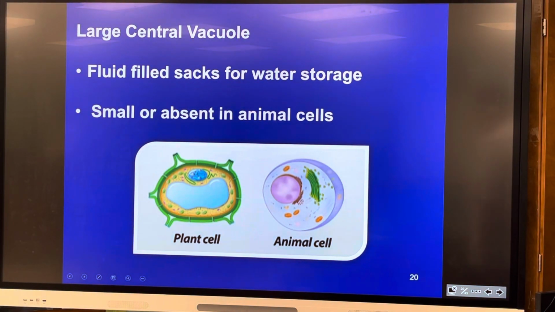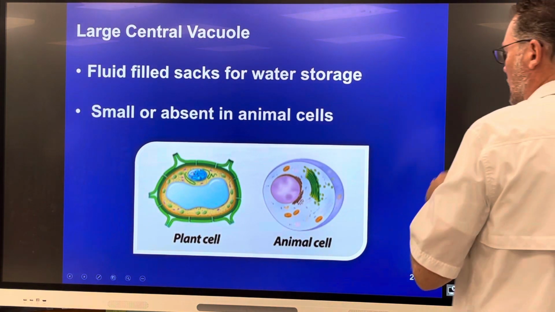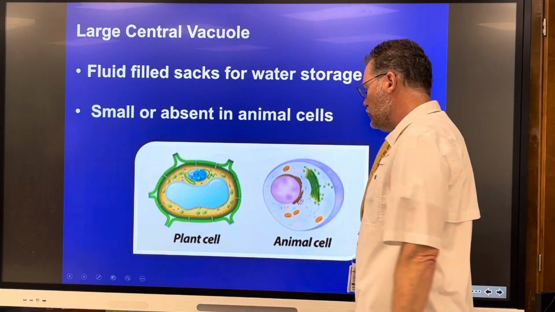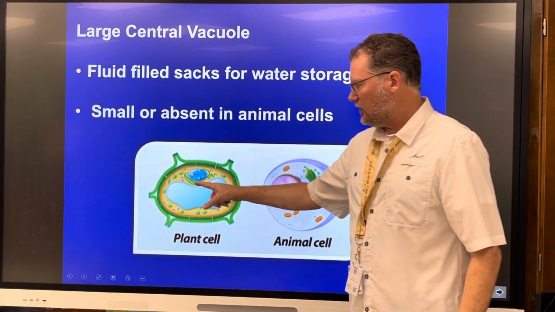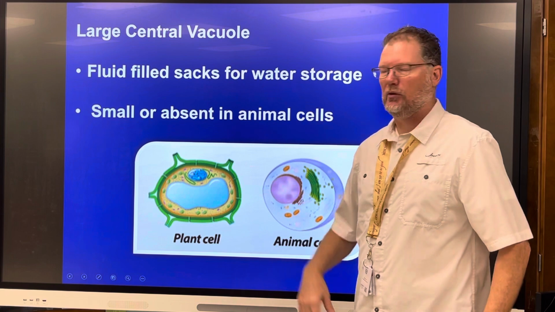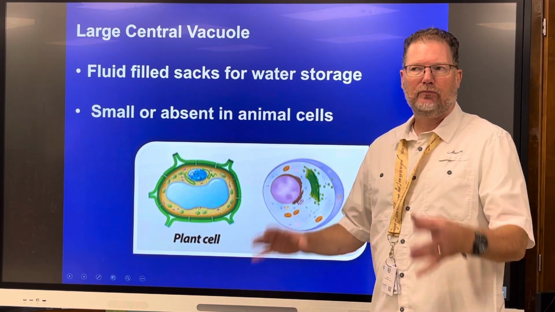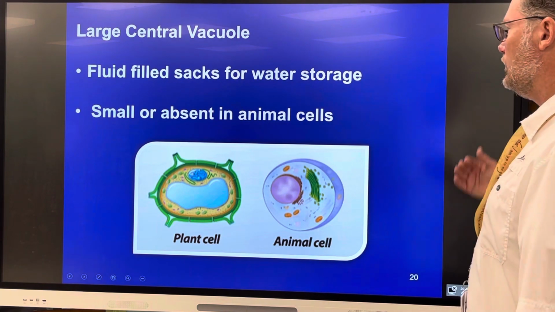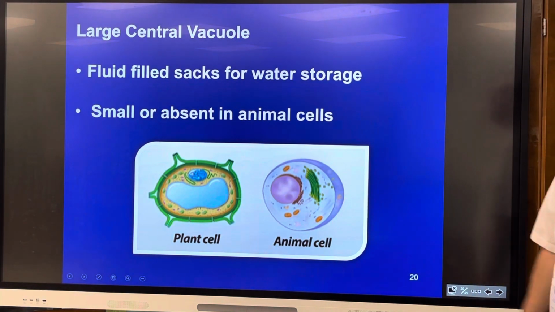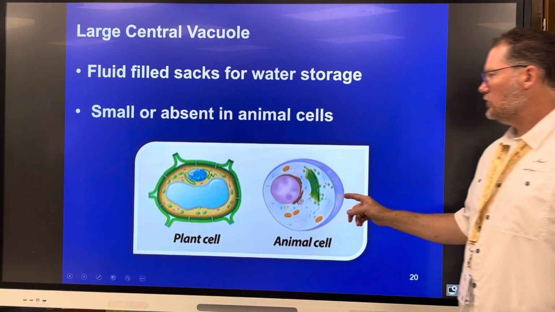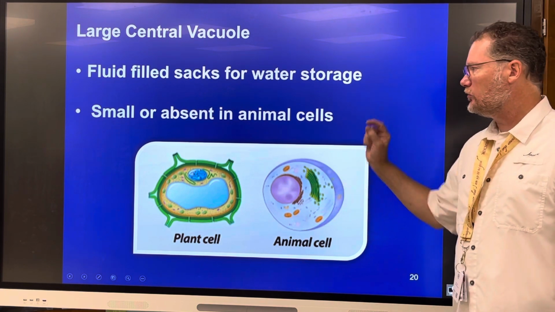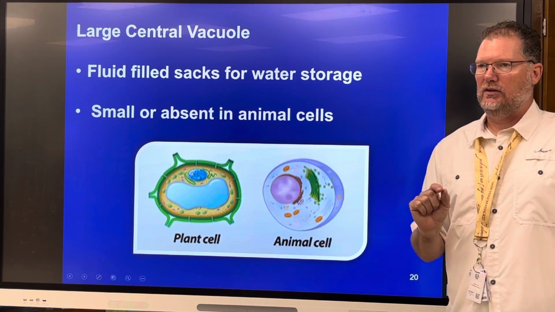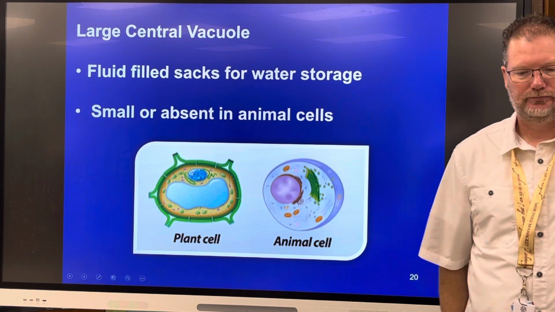Plants also have a large central vacuole, where animal cells do not. So if you had an animal cell right next to a plant cell, you would see that typically plant cells have this giant swimming pool in the middle, and that's where they store starch. They use it obviously for water storage, and it's either absent totally or just very small inside animal cells.